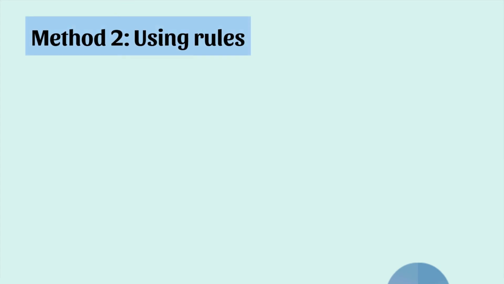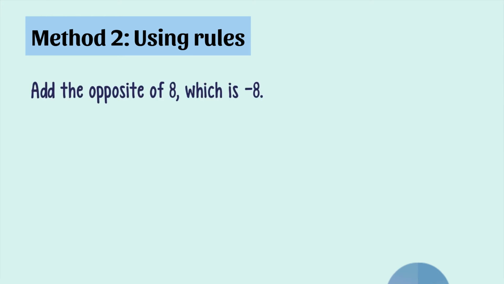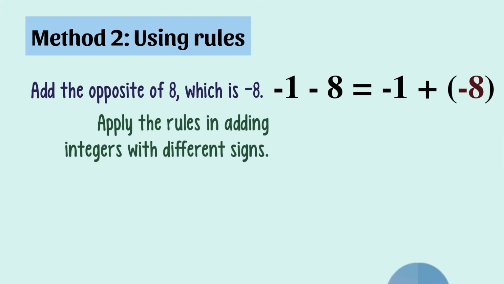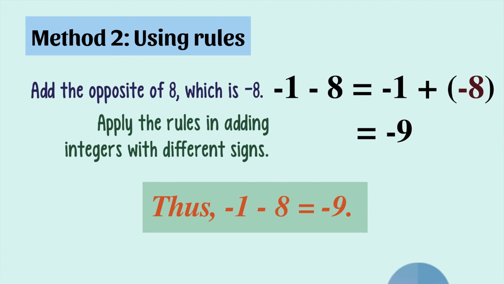Let's also solve the same example using the second method. This will help us check if we really got the correct answer in using zero pairs. The second method is by using the rules. The second integer is 8, and we need to change its sign. So add -8 to -1, and the expression becomes -1 plus -8. Applying the rules in adding integers with the same sign will result in -9. And we got the same answer. Thus, -1 minus 8 is really -9.